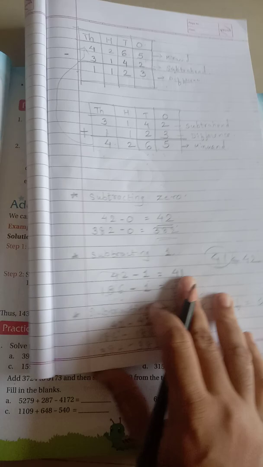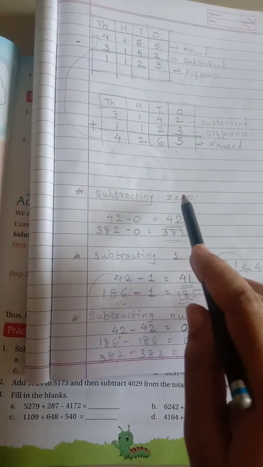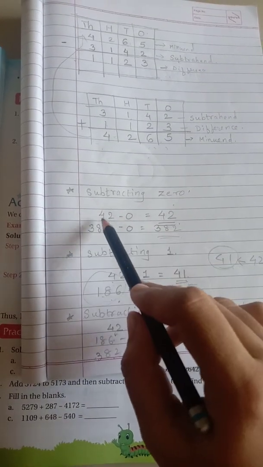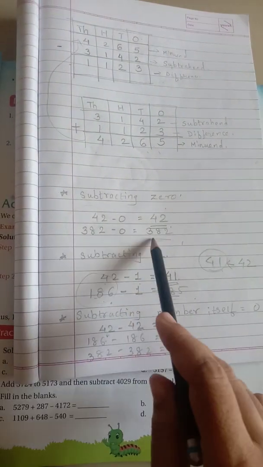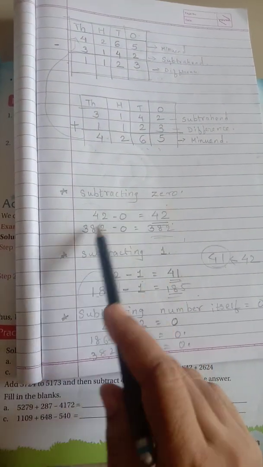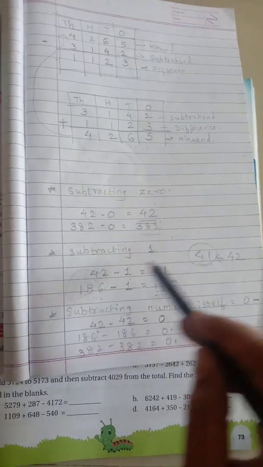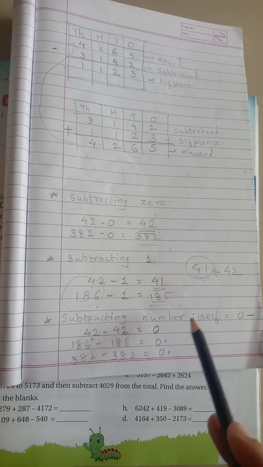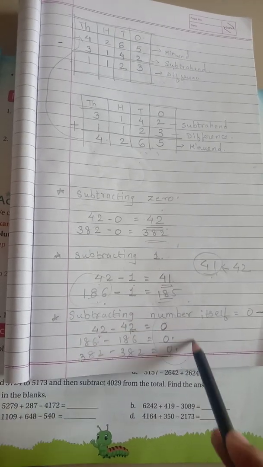So you understood the properties of subtraction. First property is subtracting 0: we get the number itself, no change. When we subtract 1 from a number, we get the before number. And when we subtract a number from itself, we get the answer 0.